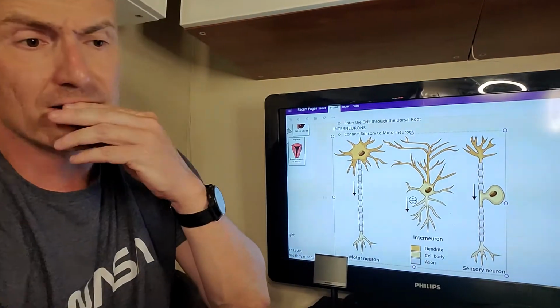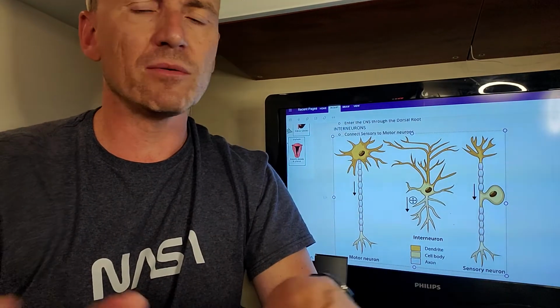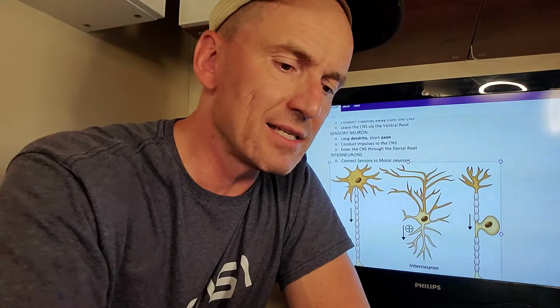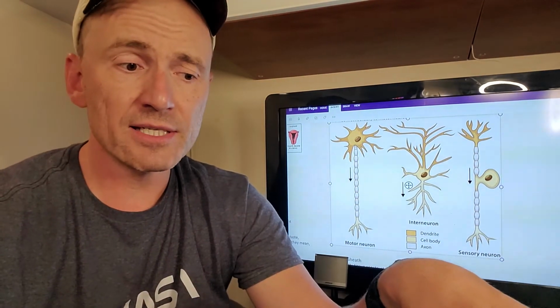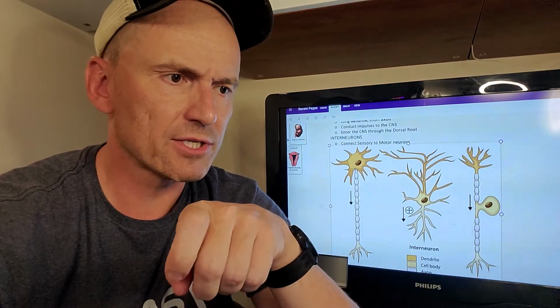I guess we'll talk about that later. And then last are these interneurons, and these are in the spinal cord, and they form a direct link between sensory neurons, so I guess this part of the sensory neuron, to then this part of the motor neuron, and they're used in something called a reflex arc, which I think we will be talking about.